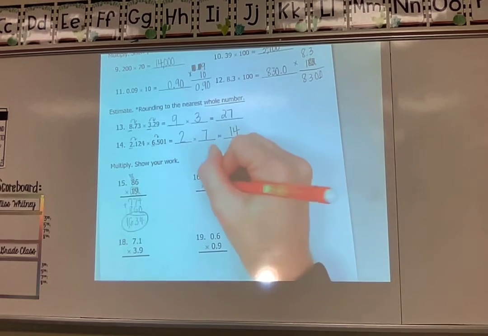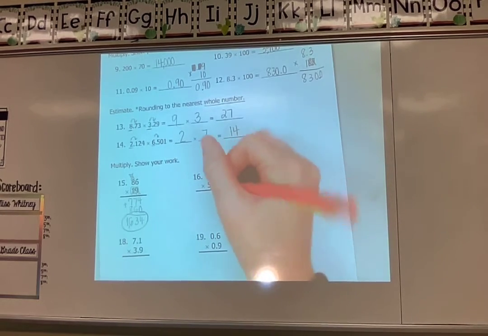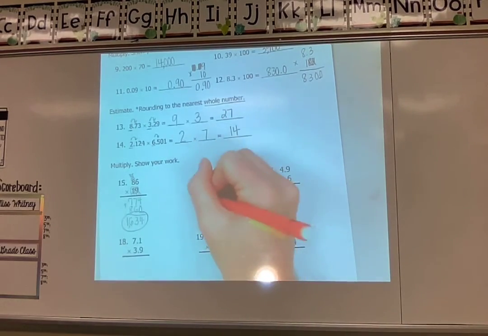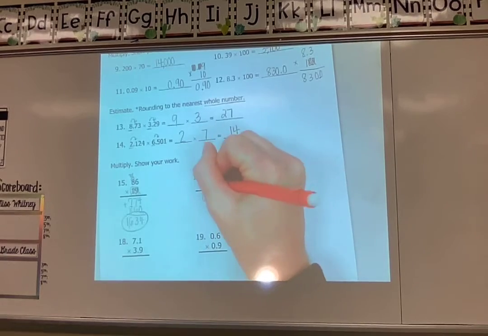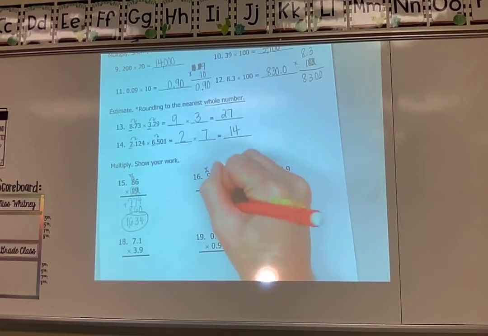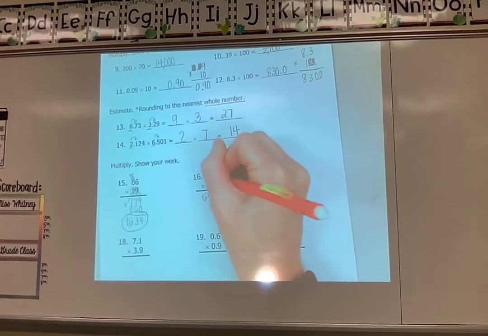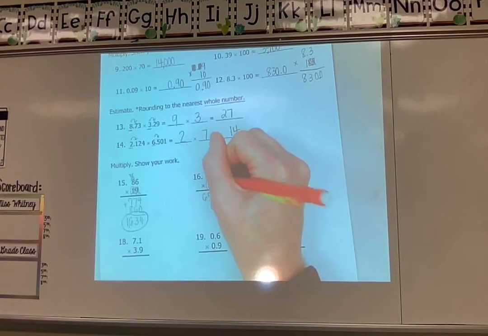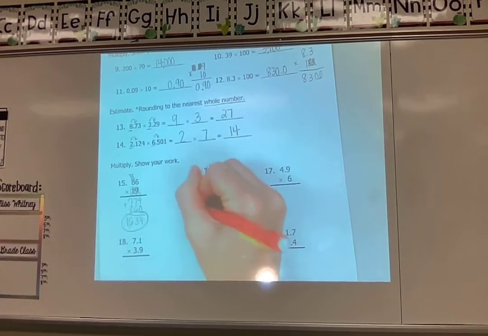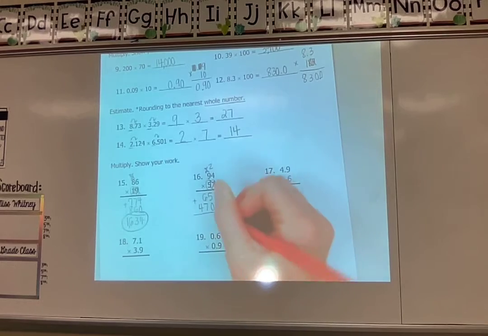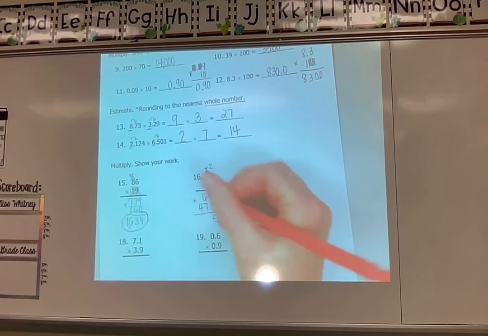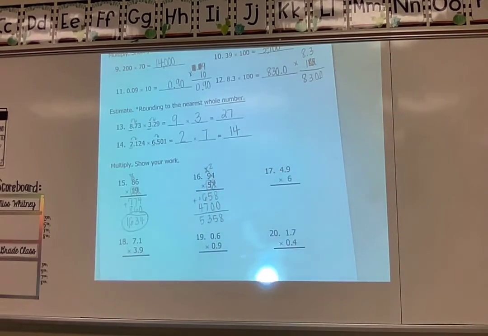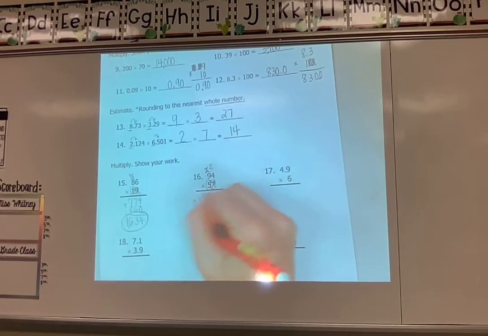94 times 57. Start with my 7. 7 times 4 is 28. Put my 8, carry my 2. 7 times 9 is 63. Plus 2 would be 65. I'm done with my 7. X's and O's. Now I'm with my 5. 5 times 4 is 20. Put my 0, carry my 2. 5 times 9 is 45. Plus 2 would be 47. Add them up. 8, 5, 13, 5. I'm looking back up there. There is no decimal, so I'll put a comma and circle my answer.